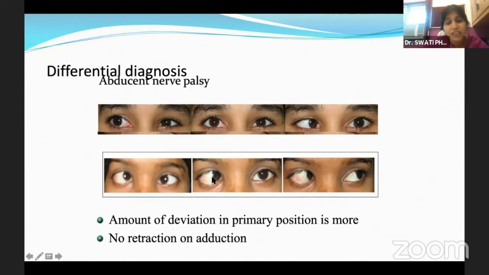The other differentiator is a very subtle sign, but if observed carefully it can be picked up: the size of the palpebral aperture. Because this is a paralytic muscle, the size of the palpebral aperture is more in a case of paralytic muscle, while in a restrictive squint the palpebral aperture is less. So that's a very soft sign, but yes, it can be picked up.